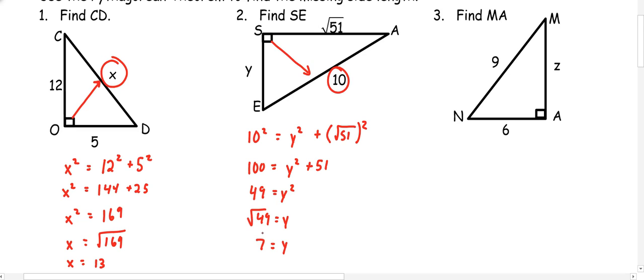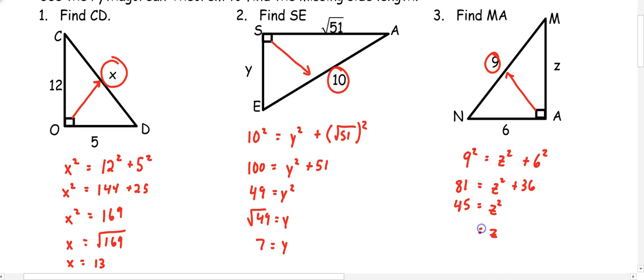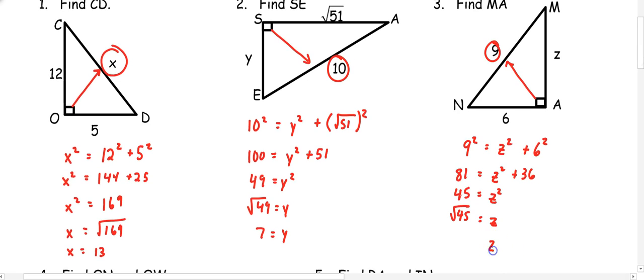In number three, we need to find MA. Well, across from the right angle is 9, so that's our hypotenuse. 9 squared equals z squared plus 6 squared. So we get 81 equals z squared plus 36. When I subtract 36, I get 45 equals z squared. When I take the square root this time, 45, you get a decimal. So instead of putting it as a decimal, we're going to break down our radical. So we would get 3 root 5.